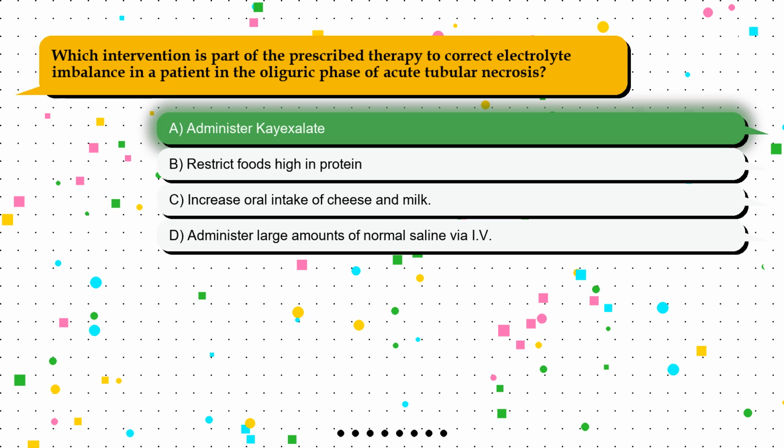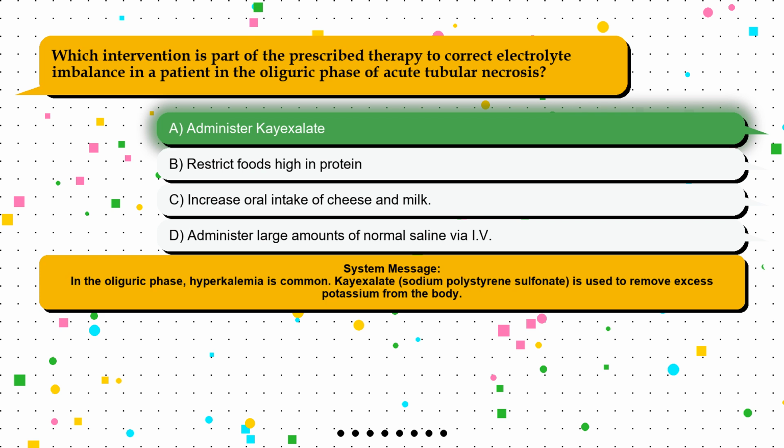The correct answer is option A. Administer K-oxalate. In the oliguric phase, hyperkalemia is common. K-oxalate, sodium polystyrene sulfonate, is used to remove excess potassium from the body.